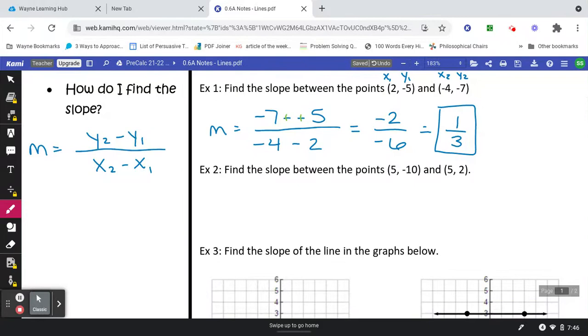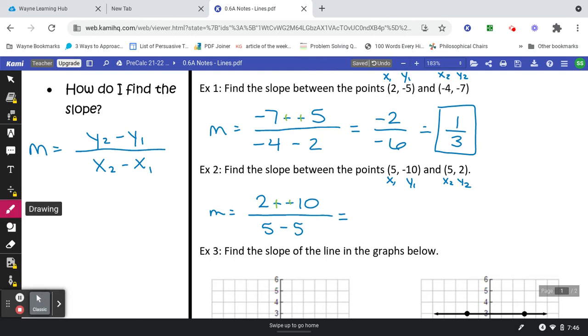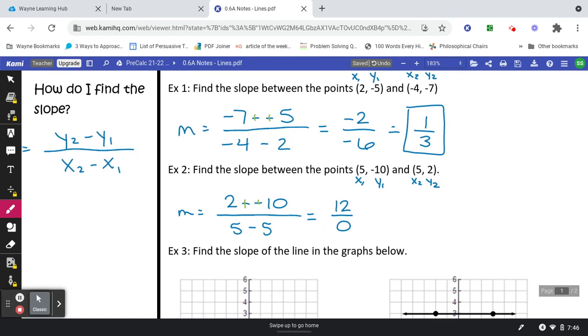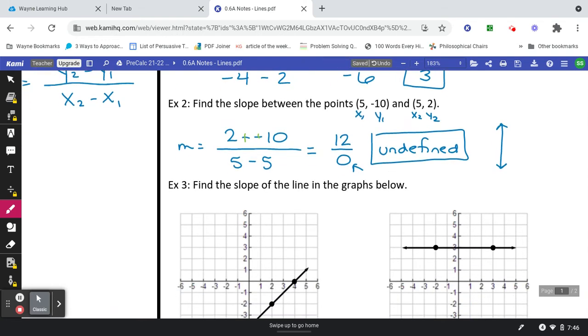Example number 2. Same thing, we label. Double negatives turn positive. And in math, you cannot divide by 0. So when you have that and you divide by 0 in your calculator, you get an error message. As a slope, we call that undefined. If there's a 0 in the denominator there, it's undefined. And a line that's undefined actually looks straight up and down. That would be an undefined slope.